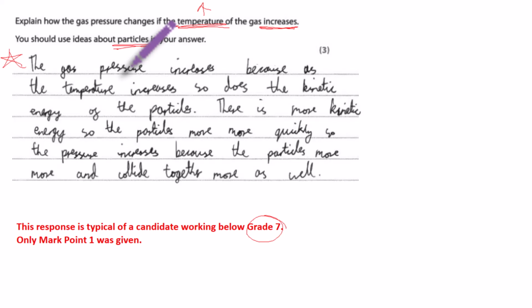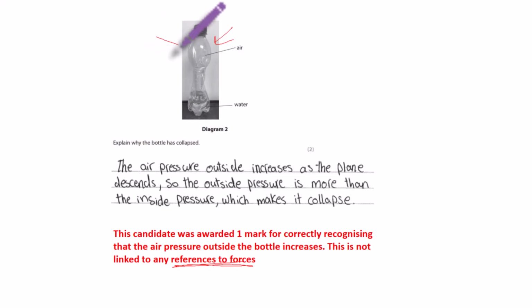This is not linked to any references to forces. So collapsing is not only due to pressure, collapsing is due to a resultant force. Because the air pressure outside is greater than the air pressure inside, the difference in pressure creates a resultant force inward. So the missing point was there is a resultant force inward causing the bottle to collapse.